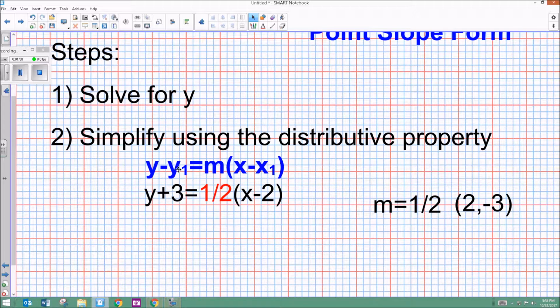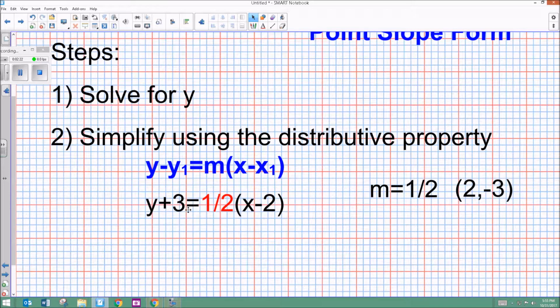But look what happened with y1. You got here a plus 3, and since there's supposed to be a minus in front of it, that means this really is -3. What happened is you had y minus -3, and those negatives canceled out, so you ended up with a plus 3 here. So this is the equation of a line that has a slope of 1/2 and goes through the point (2, -3) in point-slope form.